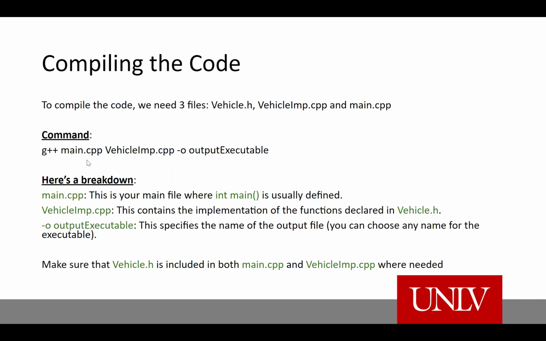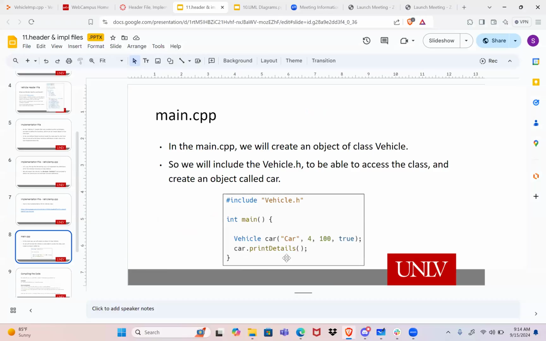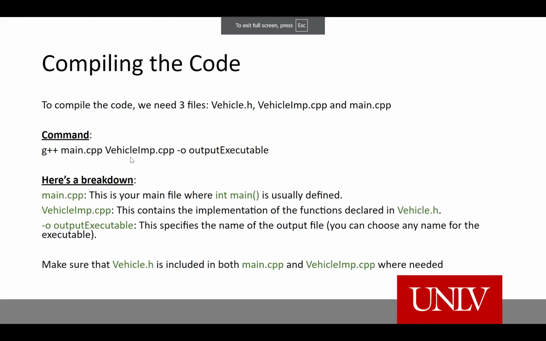So we need the main.c++ file. We need vehicle implementation.c++, both the files, because for any function, for example, inside the main function I'm using print details. Where did I define what print details should do, or what is the job of this function? I defined it in vehicle implementation.cpp. So both these C++ files are required to compile the program. And -o followed by the output executable we will be running.